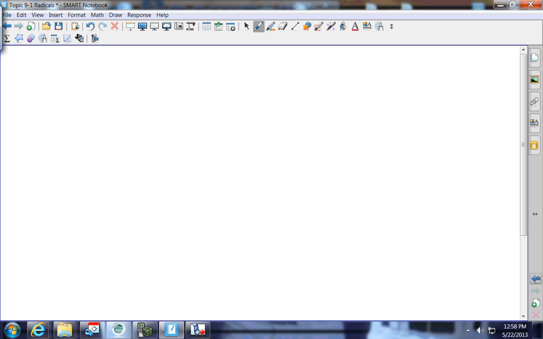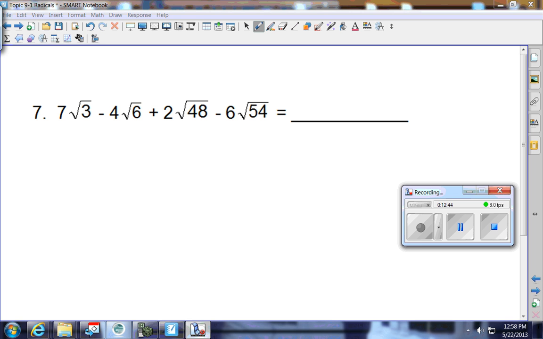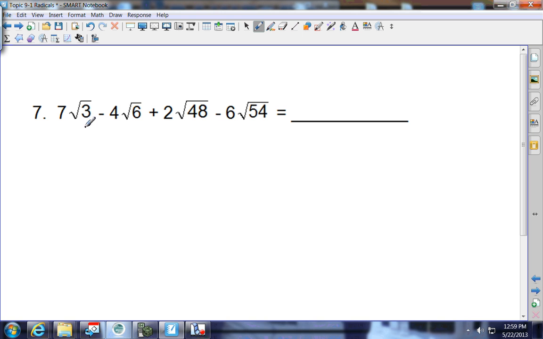How many of these? Oh, this is the last one. Woohoo, winner, winner, chicken dinner. Do this one right here. Let's go. Square root of 3 is as simple as it gets. Square root of 6 splits up into 2 and 3. I can't do anything with it. So 7 square root of 3 minus 4 square root of 6. I'm going to leave those alone.